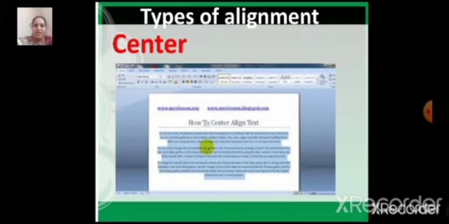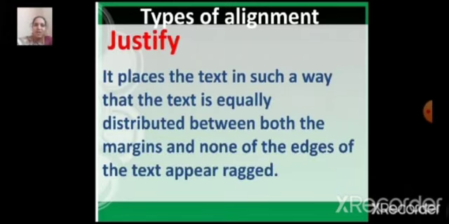Let's move to the next alignment, that is justify. It places the text in such a way that the text is equally distributed between both the margins and none of the edges of the text appear ragged.